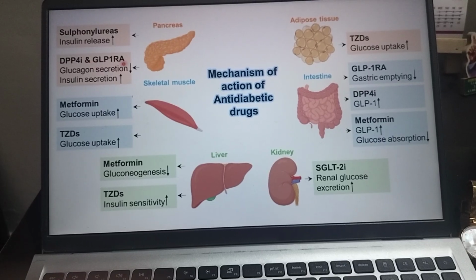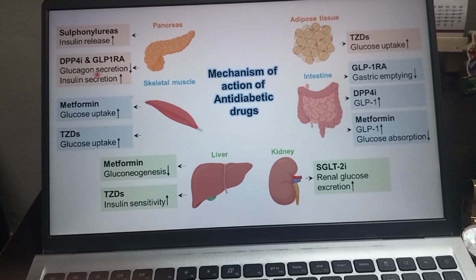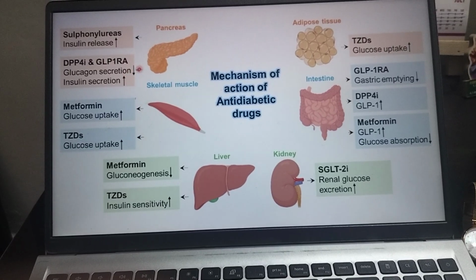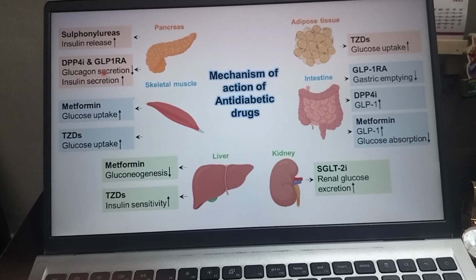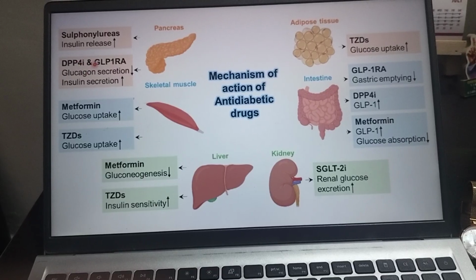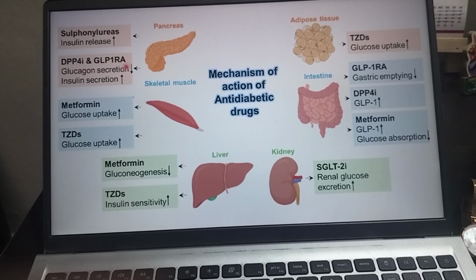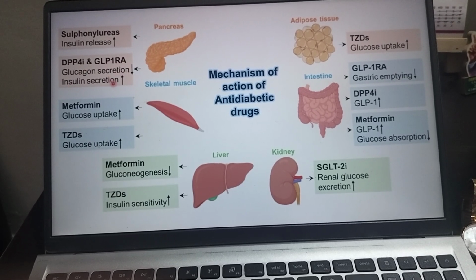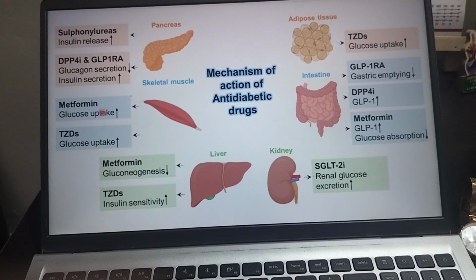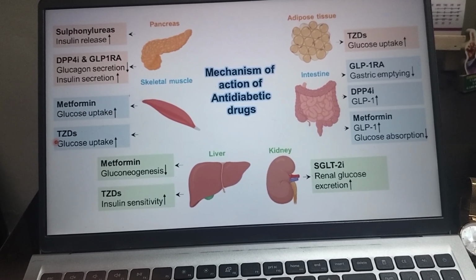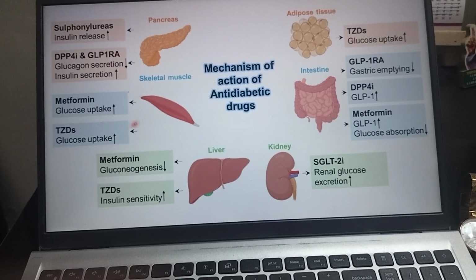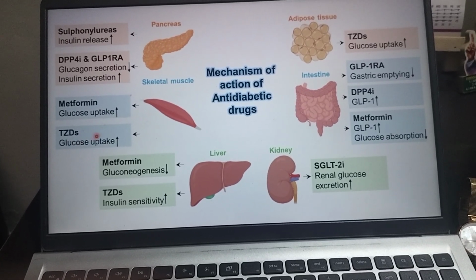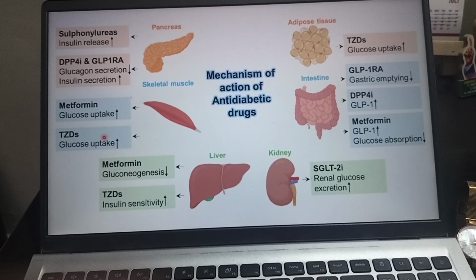Then DPP4 inhibitors or GLP-1RA cause glucagon secretion inhibition, decreasing the glucagon secretion. Insulin and glucagon are opposite. Glucagon causes an increase in the blood sugar level and insulin causes a decrease in the blood sugar level. So DPP4 inhibitors and GLP-1RA cause a decrease in the blood glucose level by decreasing the glucagon secretion and increasing the insulin secretion. Metformin, that is a biguanide, increases the glucose uptake, and TZD, that is thiazolidinediones, like pioglitazone, also increase the glucose uptake. At the skeletal muscle level, metformin and thiazolidinediones are working.